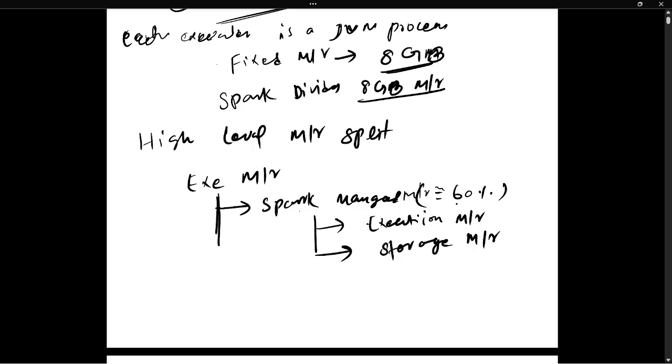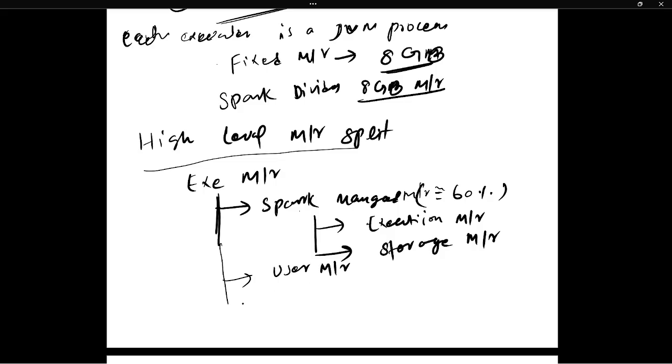We understand what the executor is. The executor is a JVM process, and that has a fixed memory. Suppose that has a fixed memory of 8 GB. Now Spark divides the 8 GB of memory. At a high level of memory management, the executor memory has the Spark managed memory, which has the execution memory and storage memory. Apart from that, we have the user memory, and we have the reserved memory.